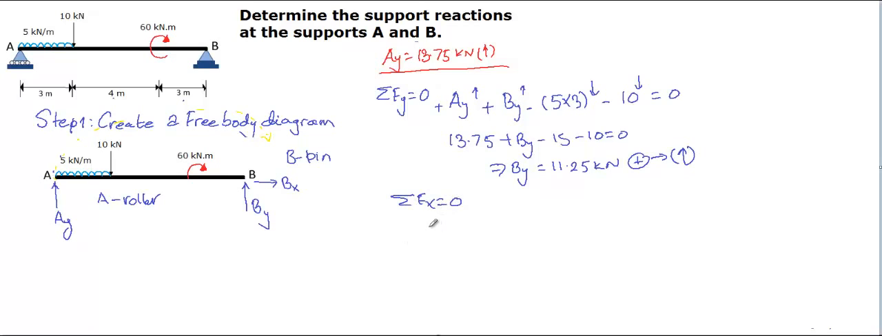Now the last equilibrium equation, which is summation of Fx equals 0. As there are no horizontal acting forces, Bx is equal to 0. Now we can check if our values are correct or not. Because we initially used summation of moment at B equals 0 to calculate the reactions, now we can use moment at A equals 0 to check if the values are correct.